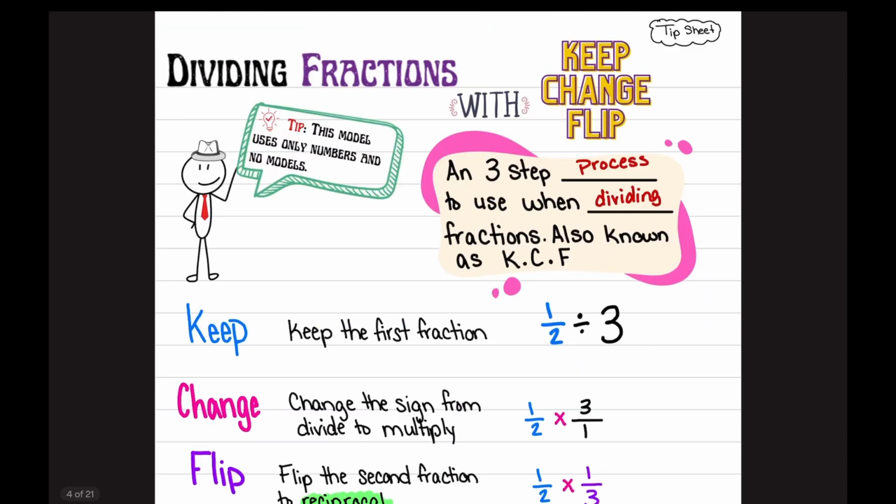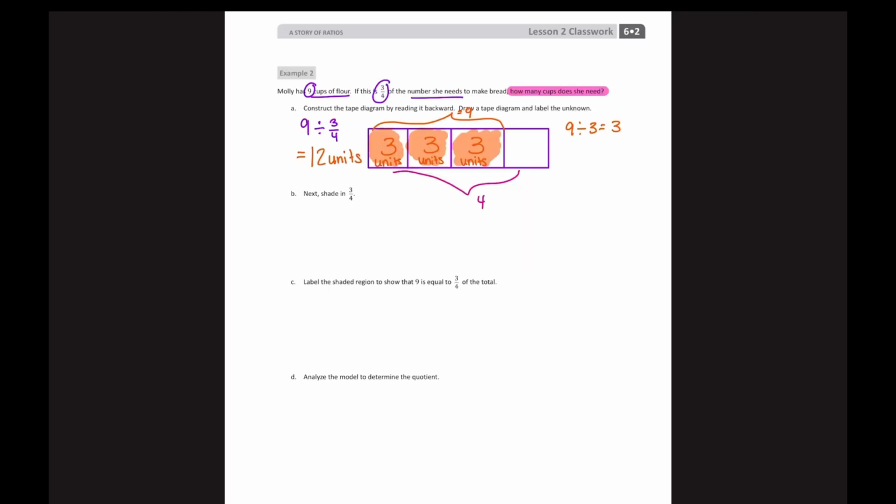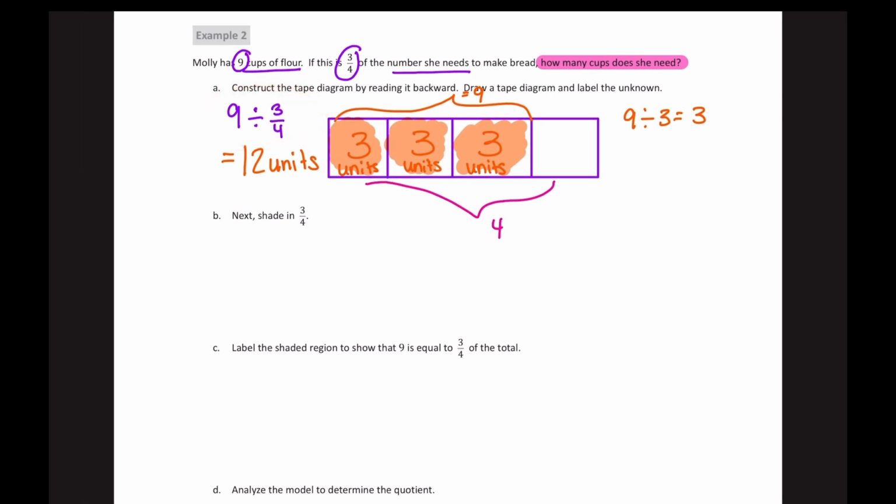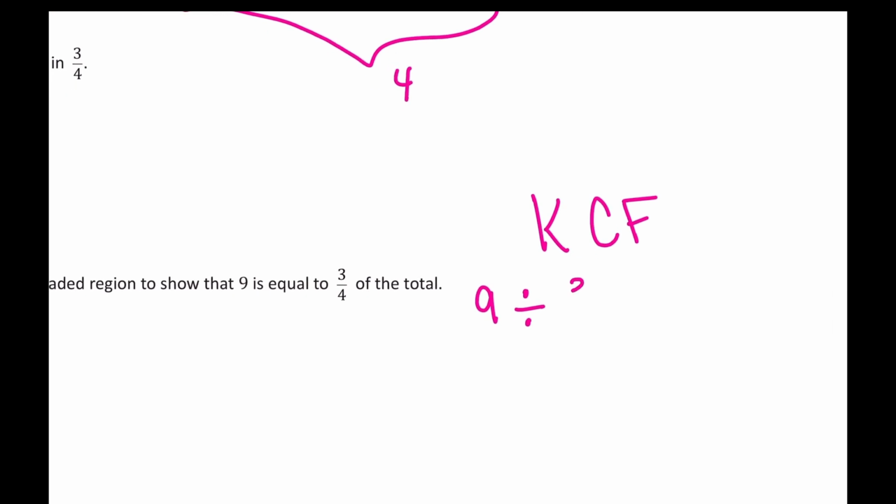But not only can you solve with tape diagrams, you can also use keep, change, flip for this process also. You should already have the notes for keep, change, flip. So go ahead and get those out, and we're going to look back at example 2. Instead of this time using the tape diagram model, we're going to use keep, change, flip to solve 9 divided by 3/4. We want to know if we get the same answer, and that will show us the relationship between multiplication and division.